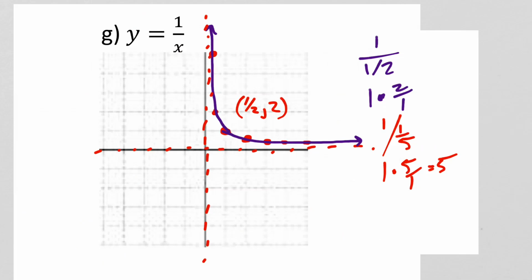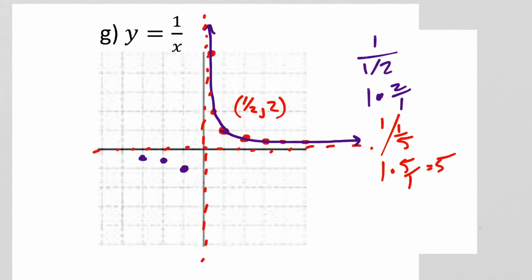Is that all our graph looks like? No, because we can plug in negative numbers too. And it's going to be the exact same thing. All these negative numbers are going to be a perfect mirror image of that upper positive branch there, but down in negative land. 1 over negative 1 is negative 1. 1 over negative 2 is negative 1/2. 1 over negative 3 is negative 1/3, negative 1/4, negative 1/5.